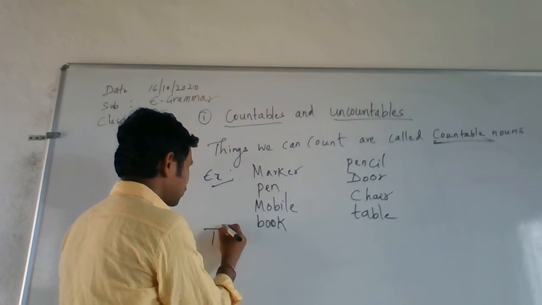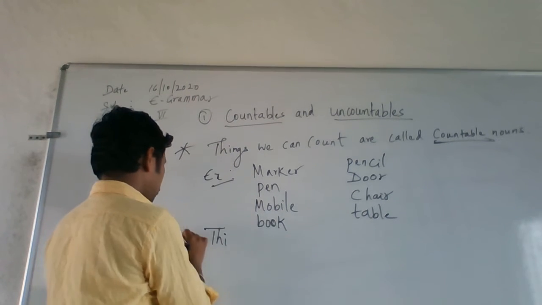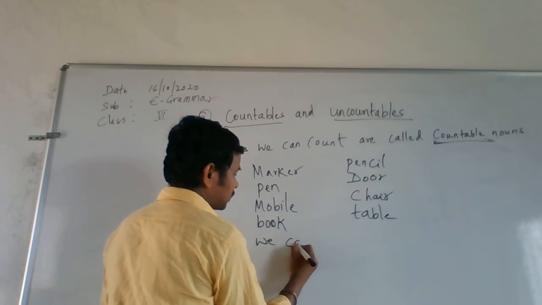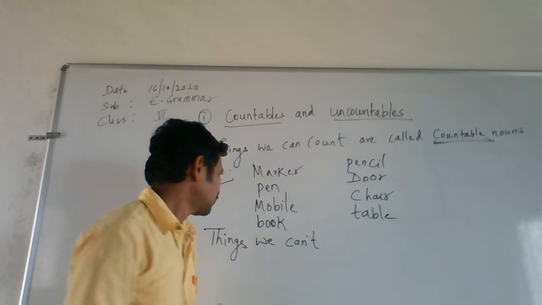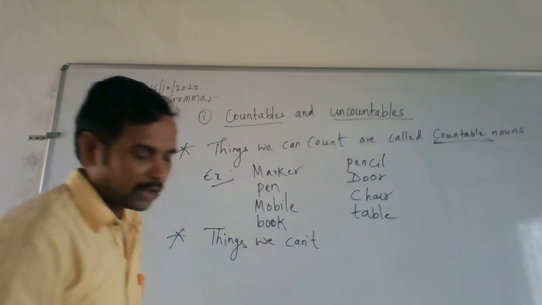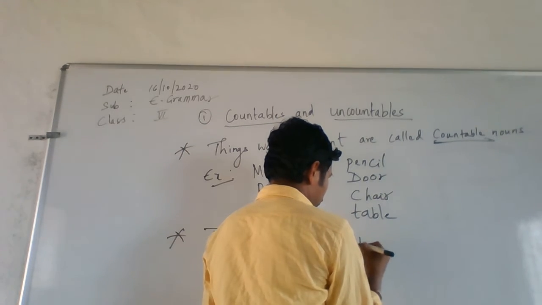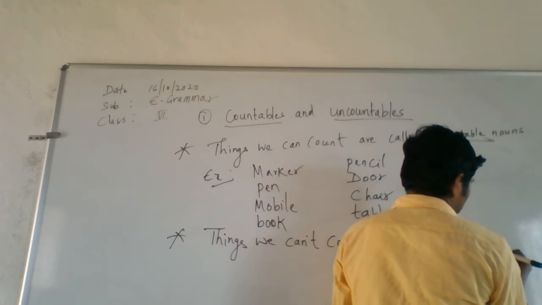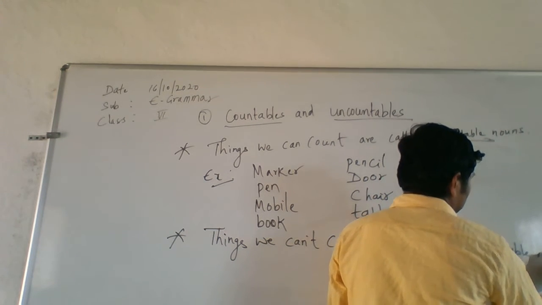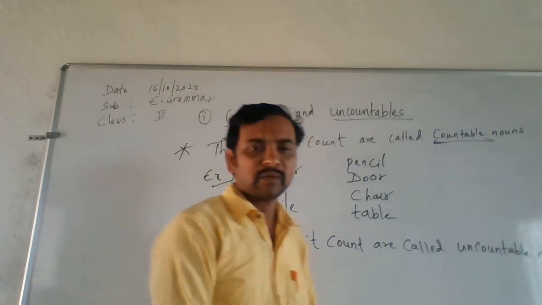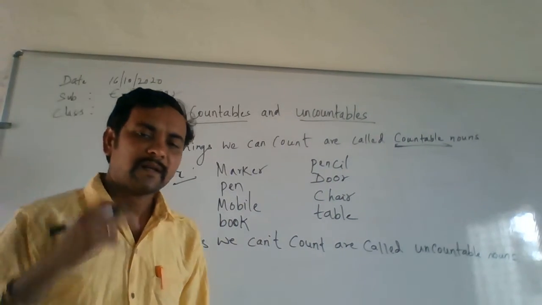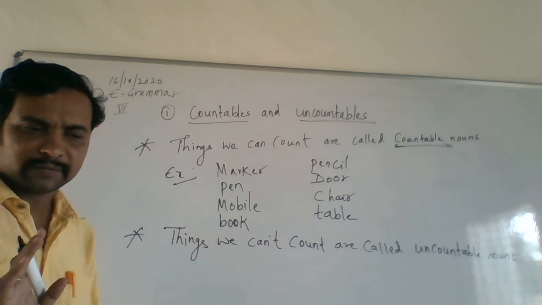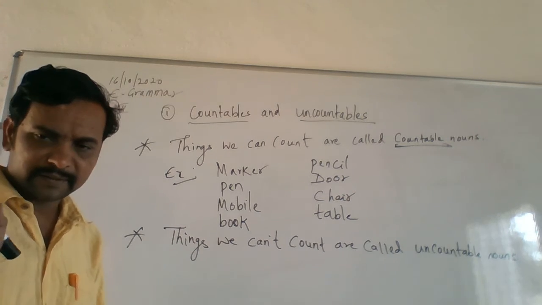Next. Things we can't count are called uncountable nouns. Look at what is uncountable. Uncountable, it means what? We can't count. We can't count that.